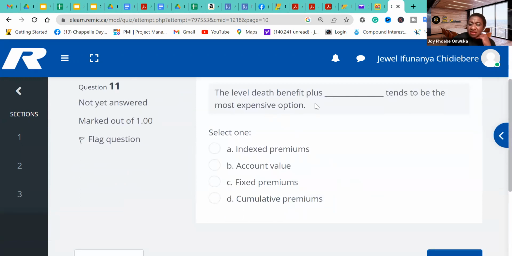Okay, the level death benefit plus dash tends to be the most expensive option. Index premium, accumulate value, fixed premium, cumulative premium. I think it's cumulative premium.